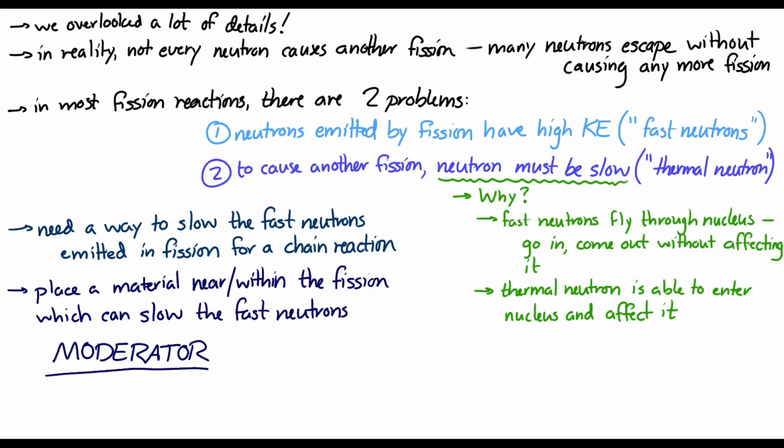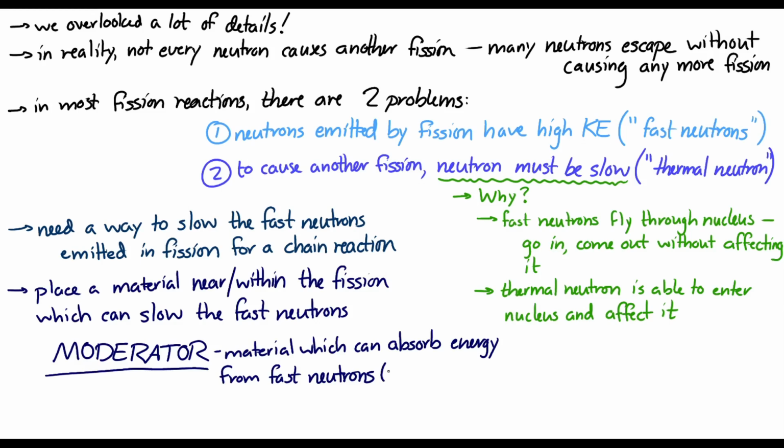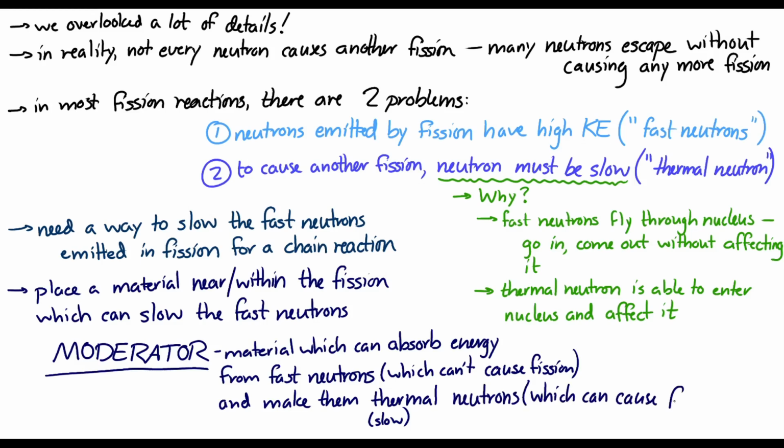A moderator is a material which is able to absorb energy from fast neutrons, which remember cannot cause fissions, and turn those fast neutrons into slow thermal neutrons, which can cause fissions. Common moderator materials are water and graphite. Graphite is just a fancy crystalline form of carbon.